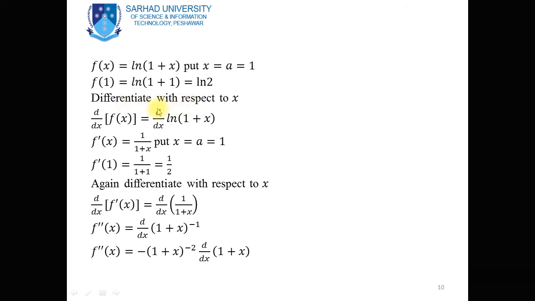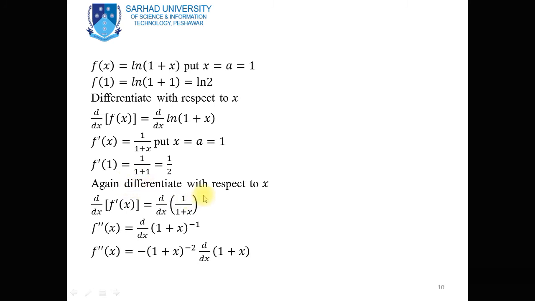Now differentiating the given function. This is the given function, f of x is equal to log of 1 plus x. Taking the derivative of the logarithm function gives 1 over 1 plus x, and then the derivative of the argument: the derivative of 1 is 0 and the derivative of x is equal to 1. So the derivative of log of 1 plus x is equal to 1 over 1 plus x. Now putting x is equal to 1, we obtain the first order derivative of the function is equal to 1 divided by 1 plus 1, which is equal to 1 over 2.